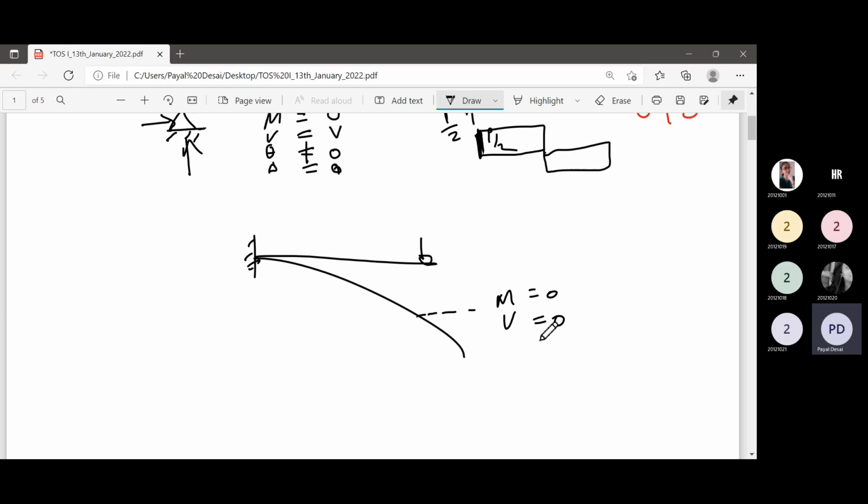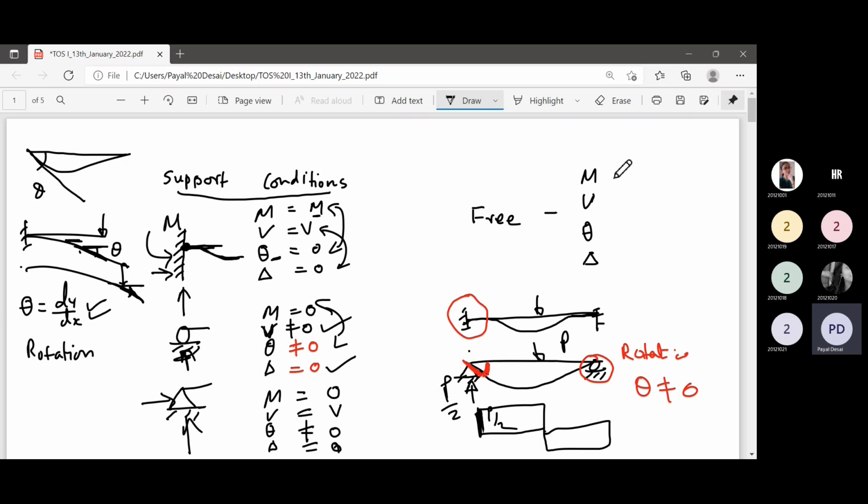And because of that, both rotation and displacement will not be 0. If rotation and displacement are not 0, then moment and shear force will be 0, because there is no reactive force which can prevent the displacement. This beam will deflect. There is no reaction which can prevent the deflection of the beam. There is no reactive moment which can prevent the rotation of the beam. So you can write here moment and shear force are 0, but deflection and rotations are not 0. Okay, so this you have to keep in mind.